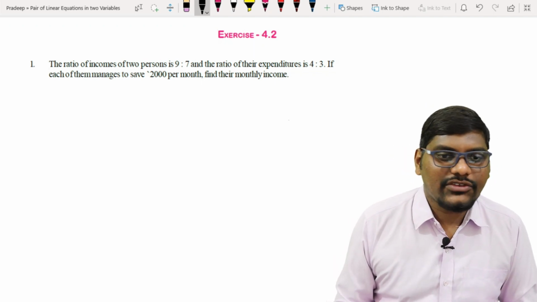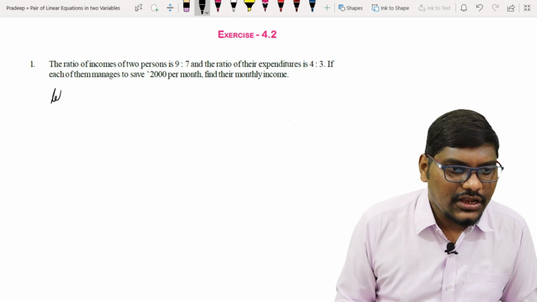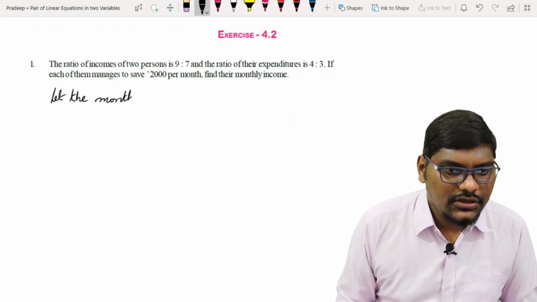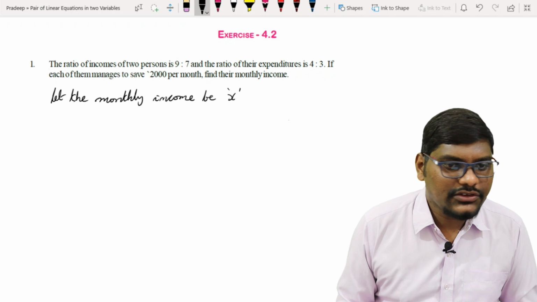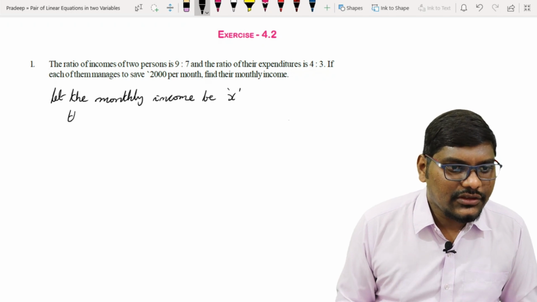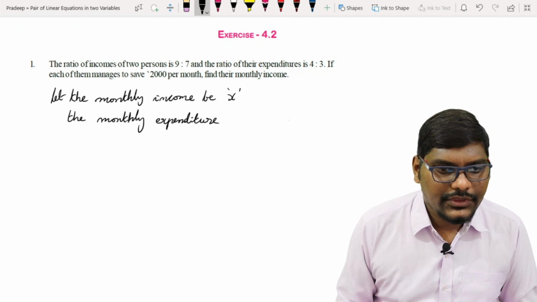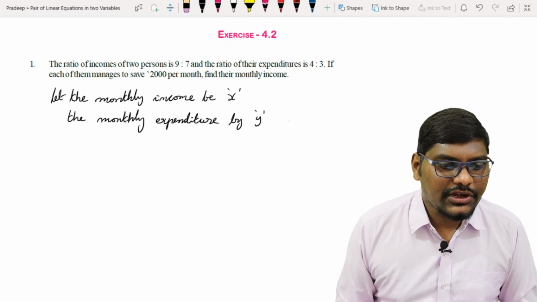So I'll take income as X and expenditure I'll take as Y. So I can write: let the monthly income be X, I'll just represent it with X, and the monthly expenditure I'll write as Y. So income X and expenditure Y.